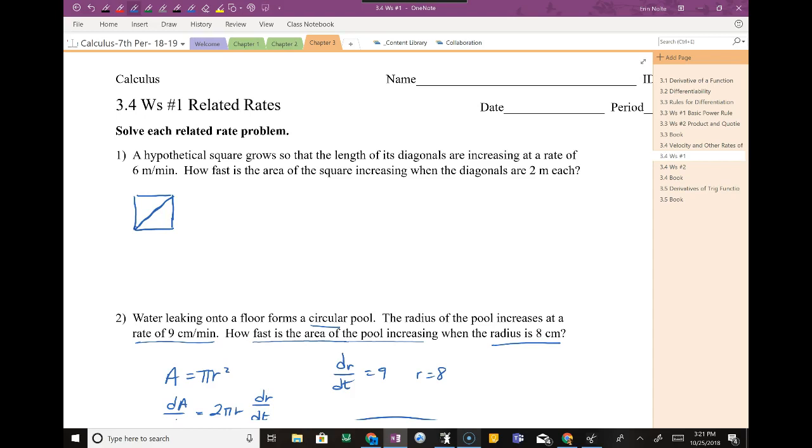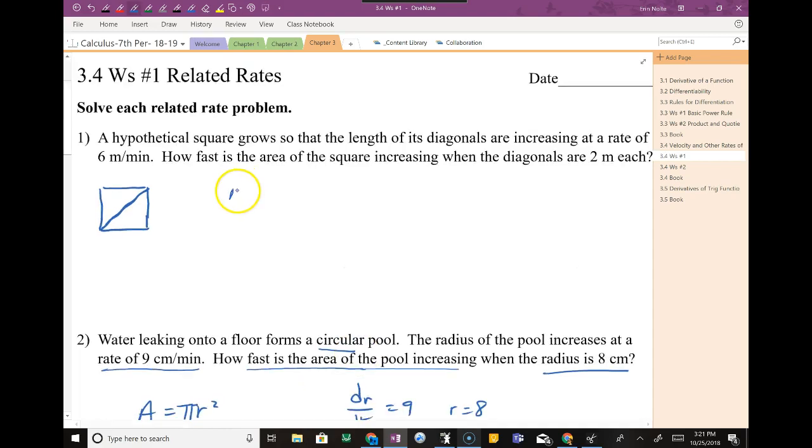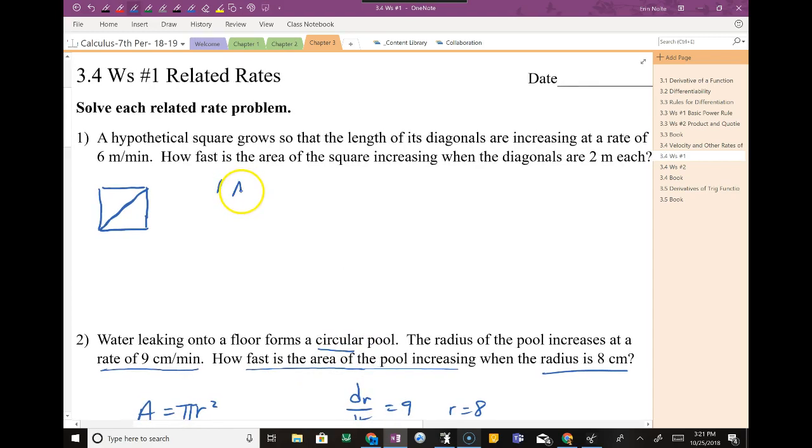What are they asking us? How fast is the area increasing? So I need to know the area of a square. The area is S squared, with S for sides. I'm going to label these two sides as S, but it doesn't say anything about the sides increasing. It says the diagonals are increasing.